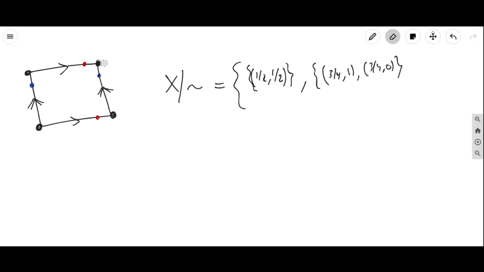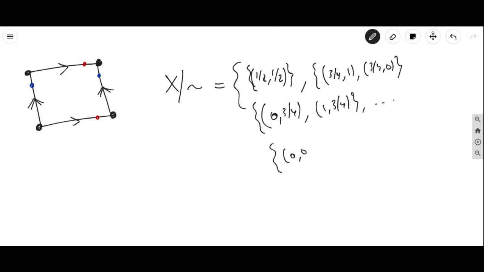Then the points on the right edge and the left edge are being identified. So this one and this one get identified together. Let's say this is x is 0 and this is 3/4, and here x is 1 and this is 3/4. These get identified together. And then also the 4 corner points, (0,0), (1,0), (0,1), and (1,1), they all get put into the same class. So they all get identified together.